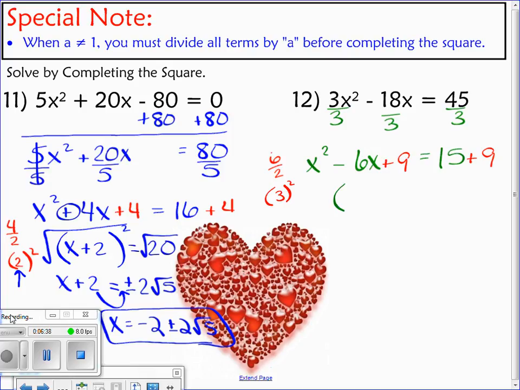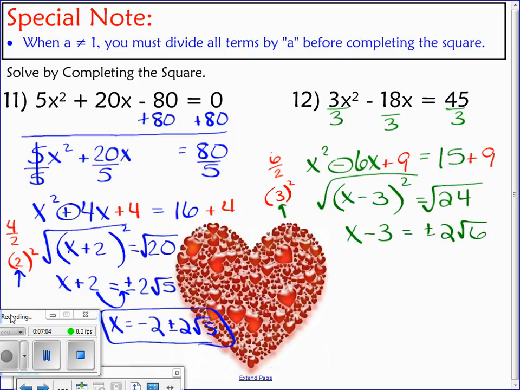All right, we do that so this factors. How does it factor? Perfect. X minus 3 squared equals 24. Darn basic math. Then what? So we get x minus 3 equals, perfect, plus or minus 2 radical 6. And then add the 3. 3 plus or minus 2 radical 6.